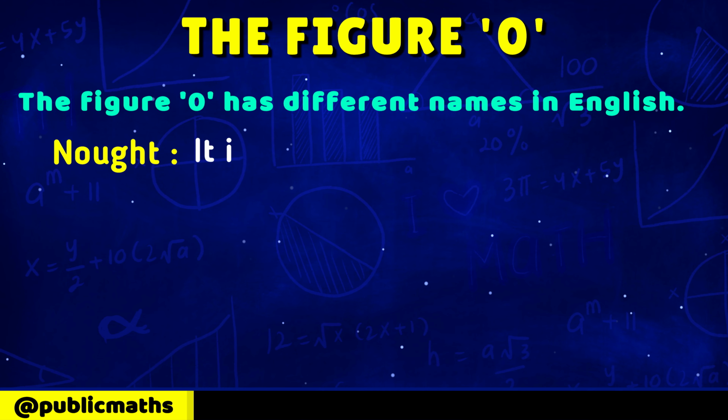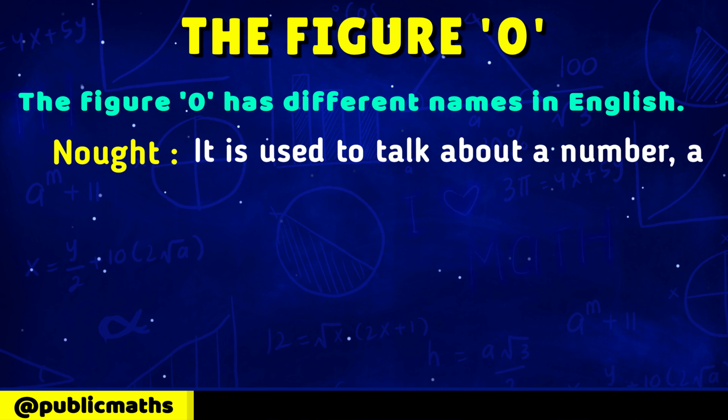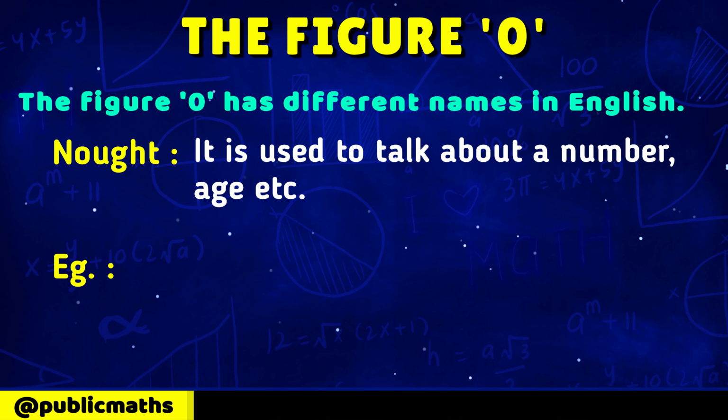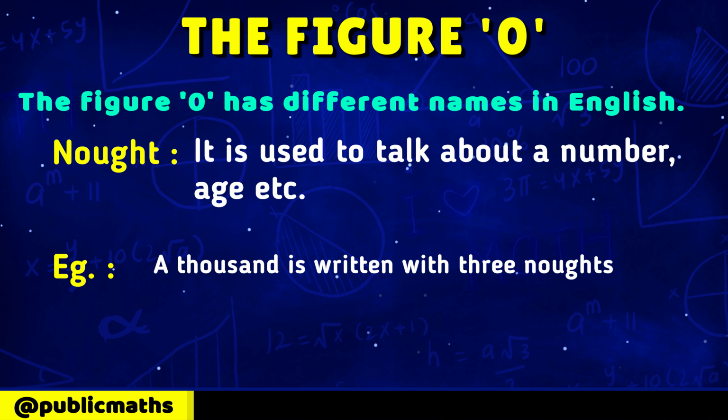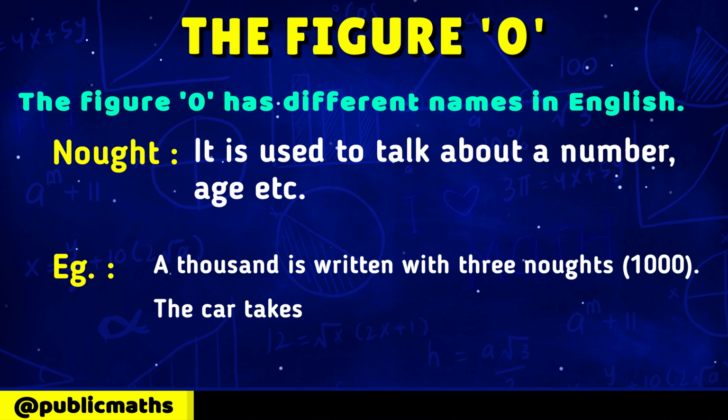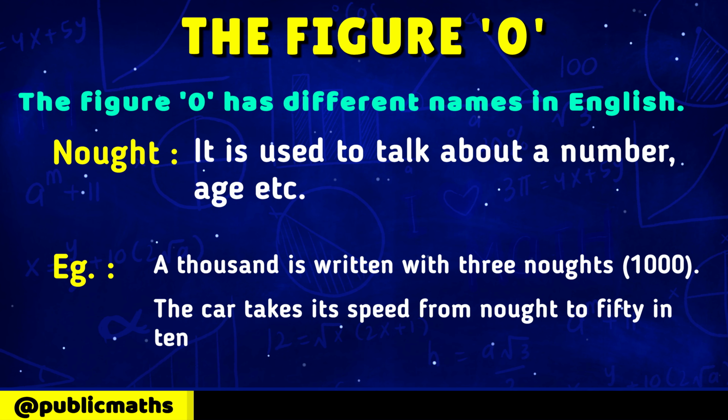Nought. It is used to talk about a number, age, etc. 8,000 is written with 3 noughts. The car takes its speed from 0 to 50 in 10 seconds.